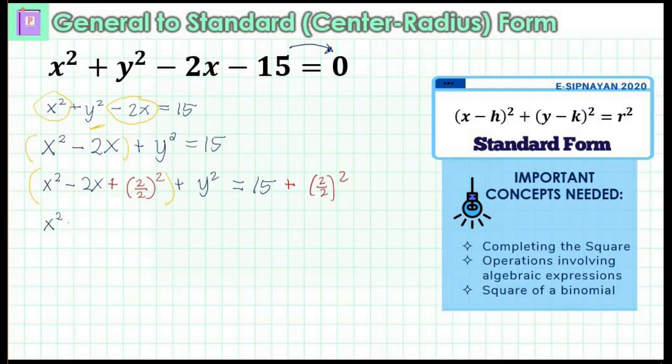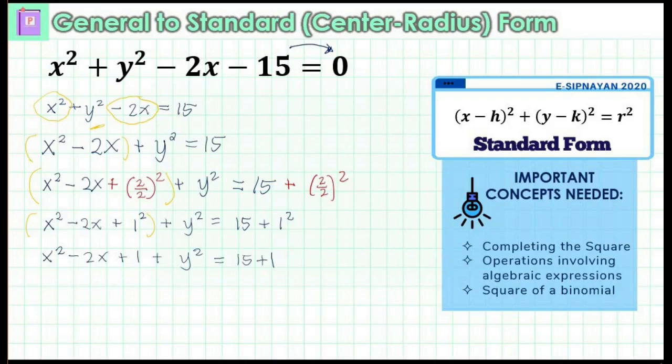So copy x squared minus 2x. Then 2 divided by 2 is simply 1 squared. Plus copy y squared equals 15 plus 1 squared. And also, again, do not forget to group the x's or the terms with the same variables. Moving on, we now simplify further the equation, so that will have x squared minus 2x plus 1 squared is simply 1 plus y squared equals 15 plus 1.